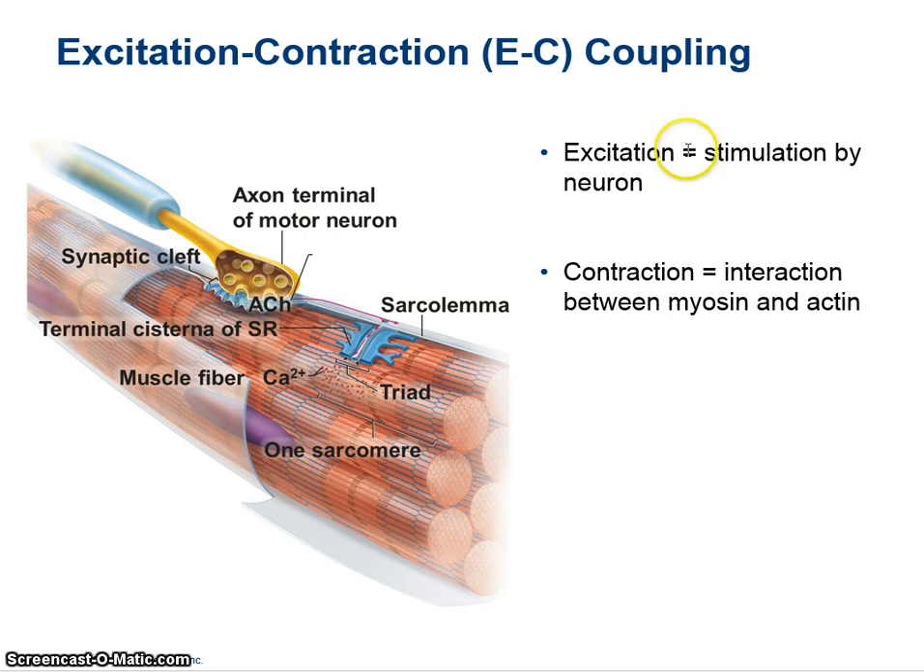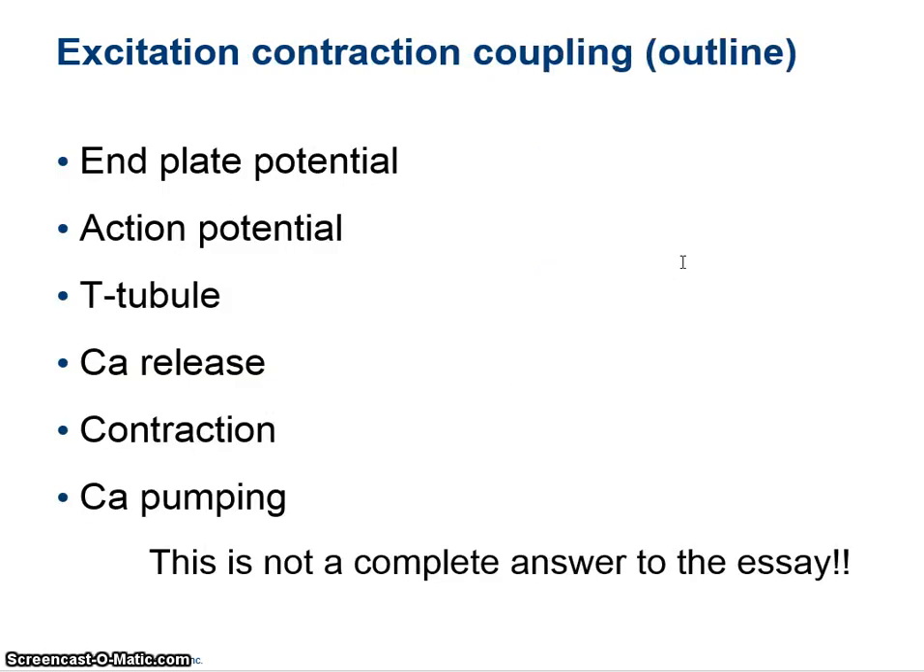So we've got this electrical event that takes place at the cell surface called excitation, and then this physical event that takes place in the cytoplasm called contraction, and we have to figure out how one causes the other. How is excitation coupled to contraction?